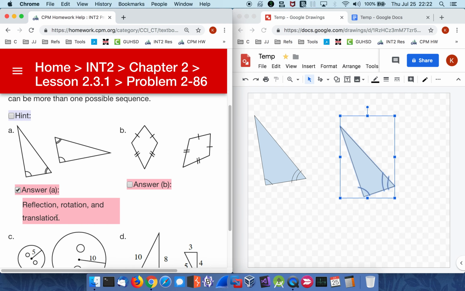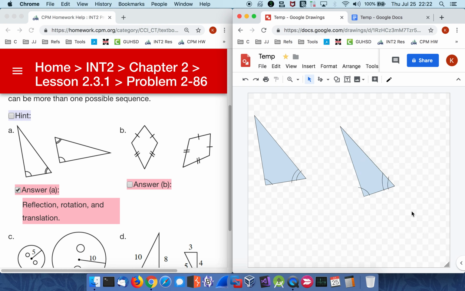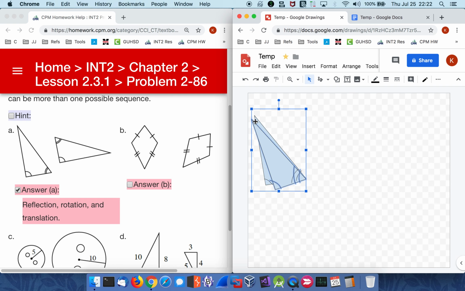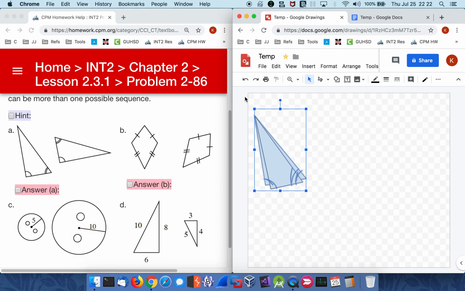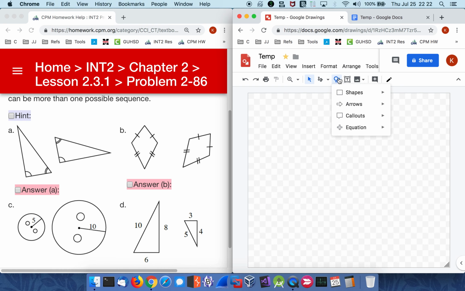Reflection, rotation, and translation. Oh yeah, the translation part they're saying is because to make it exactly the same, I've got to move it over, if I had drawn them exactly the same. Okay, so they say reflect, which we did. We reflected it, rotated it, and then translate to move it over. Okay, cool. We got this now. Alright, so what's the next one?